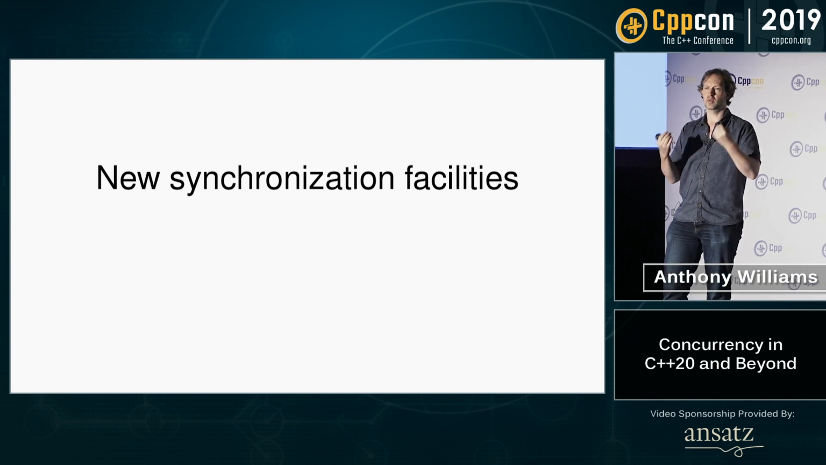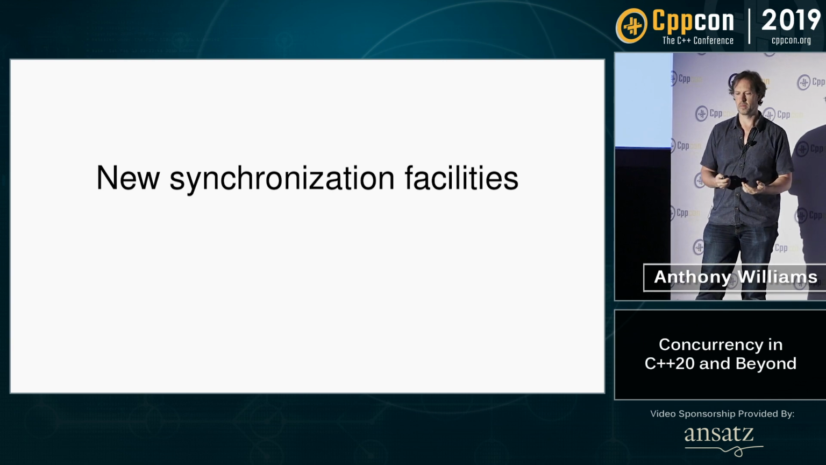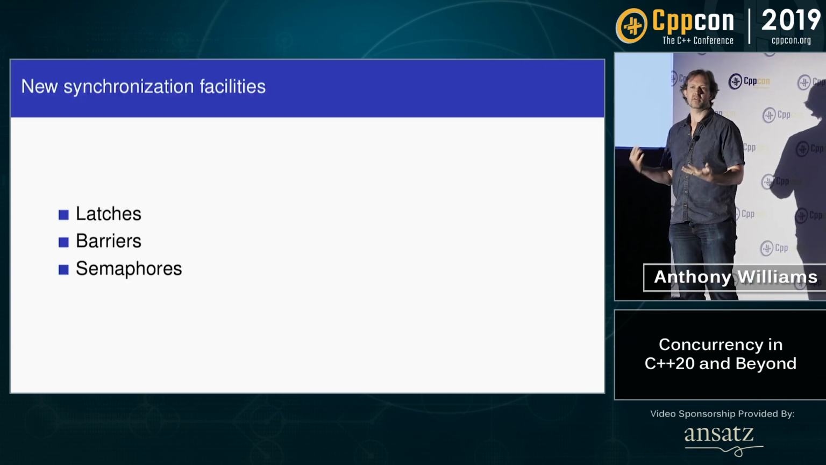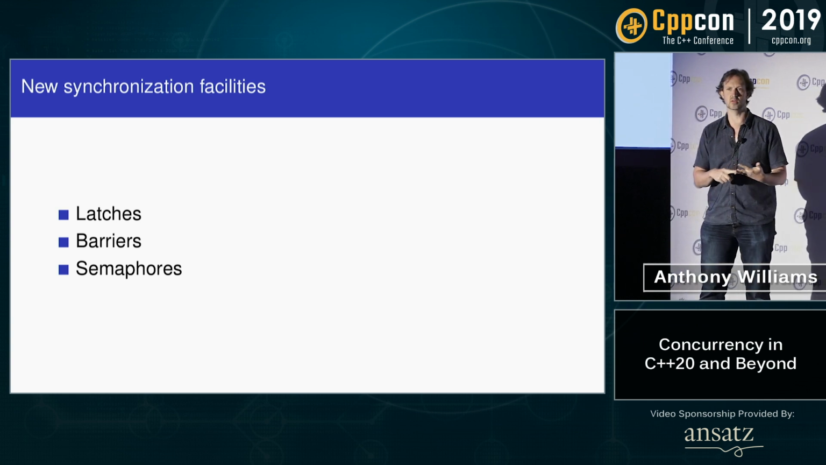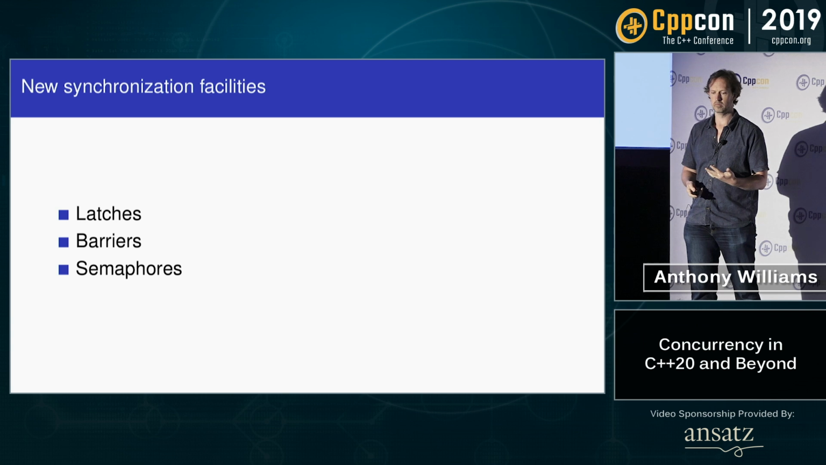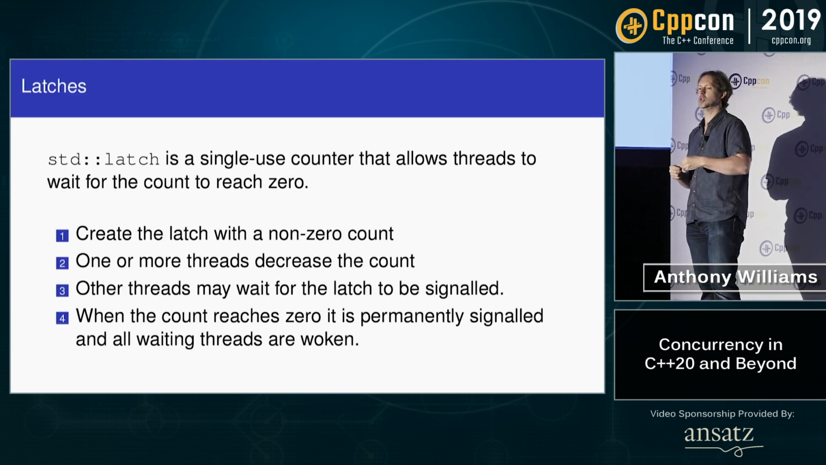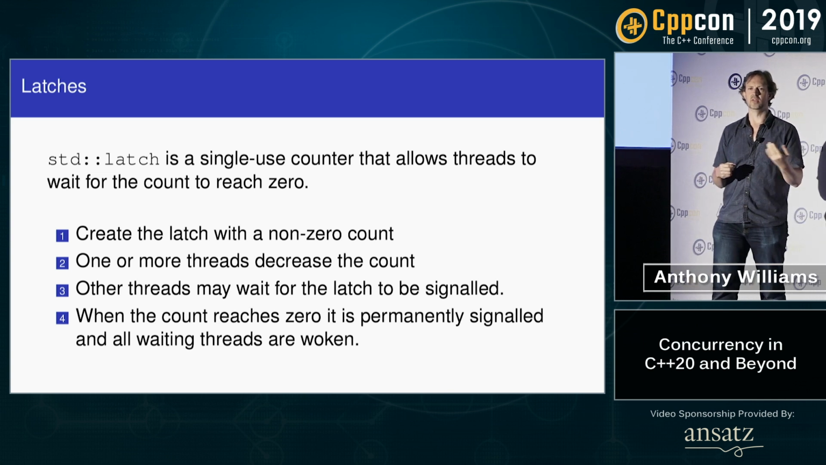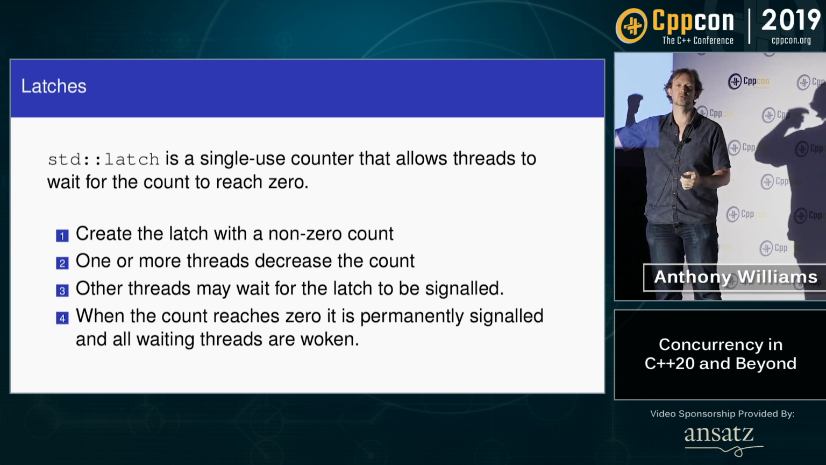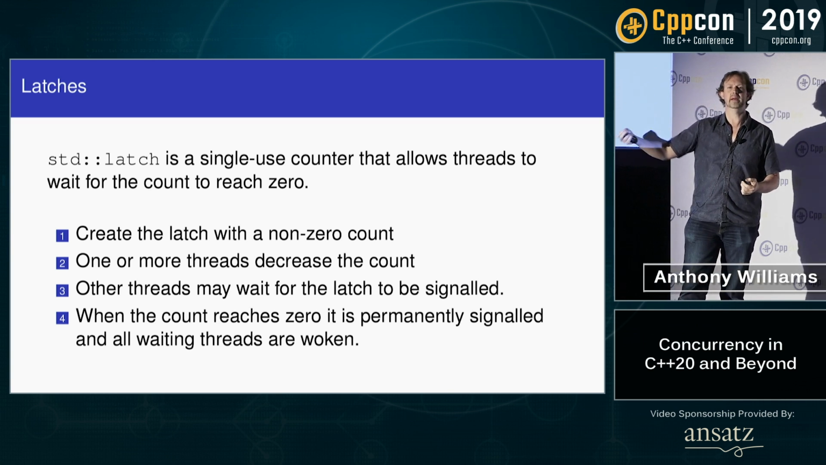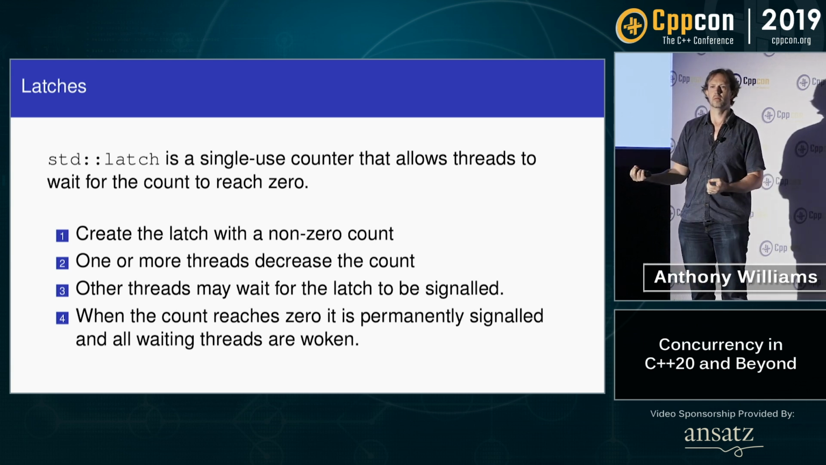Okay, so as well as our cancellation support, we also have new synchronization facilities. There are 3 of those. We have latches, we have barriers, and we have semaphores. Latches are single-use counters. They start at some specified count, which you provide to the constructor, and then they count down. And when they hit 0, they are signaled, and they stay signaled. They latch.